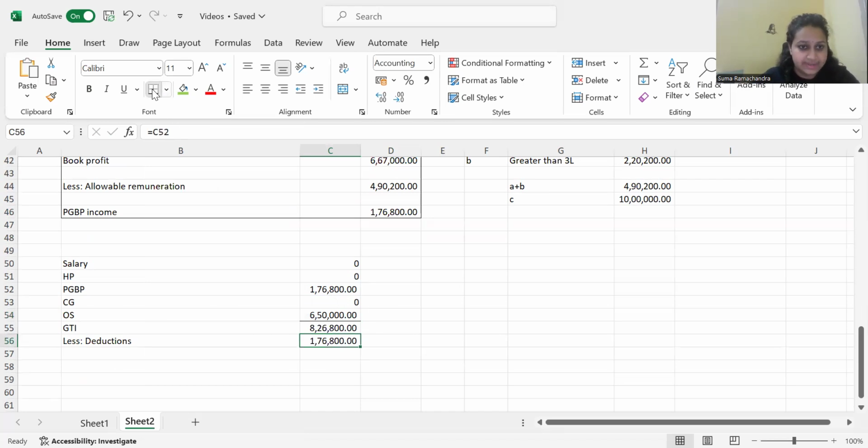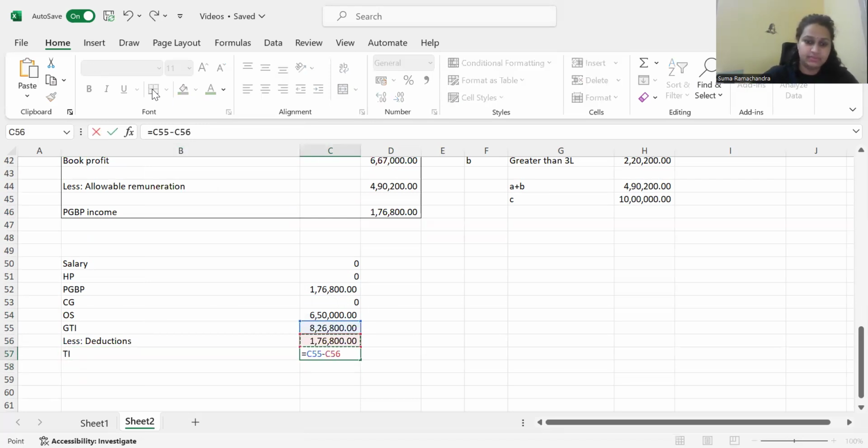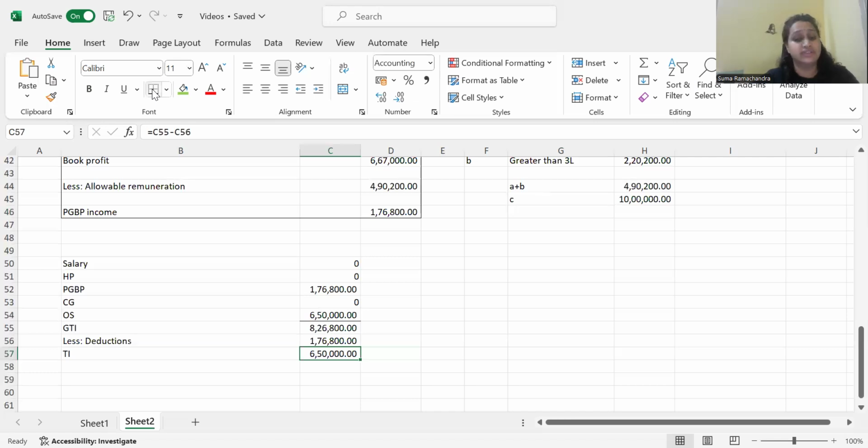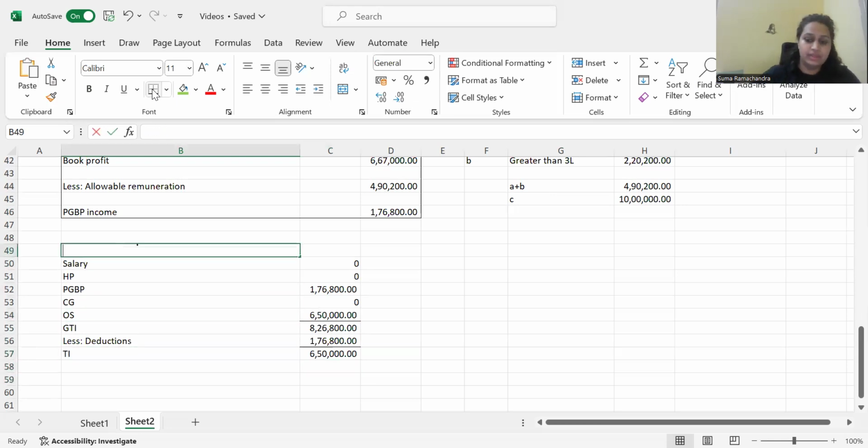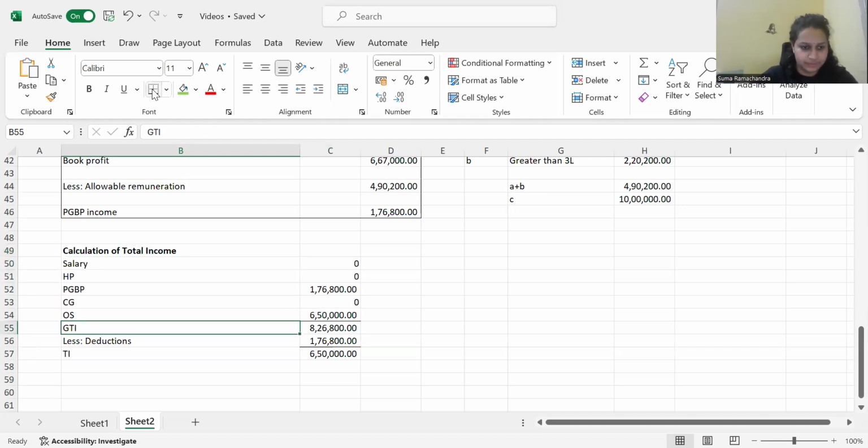Now, once I reduce this deduction, whatever amount I get will be called my total income, which is equal to 8,26,000 minus 1,76,000, that is 6,50,000. Now, 6,50,000 is my total income. This is your calculation of total income. After this, I'm going to compute the calculation of tax.